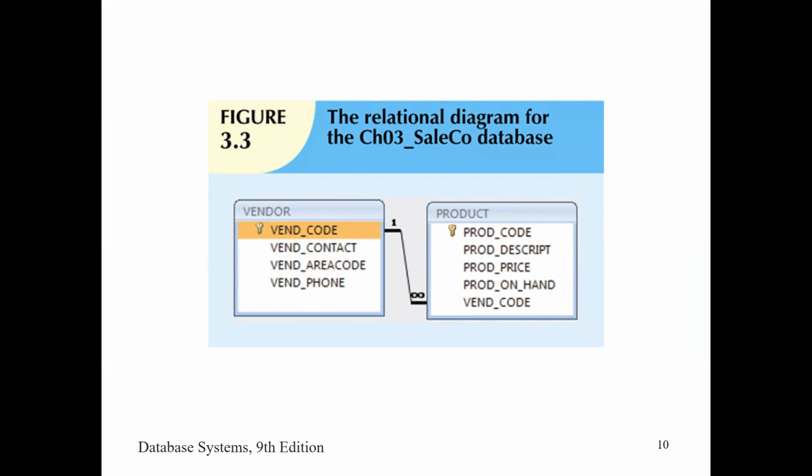The same representation is given in slide number 10. Have a keen look at the illustration. The vendor table, primary key is Vend code. In the product table, the primary key is prod code and Vend code is the foreign key.